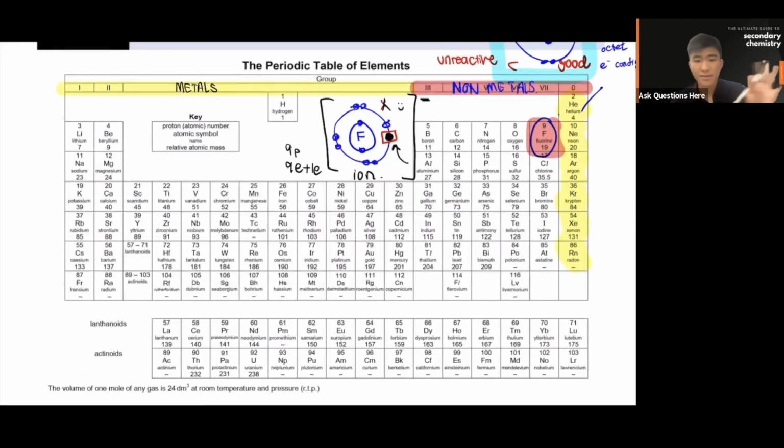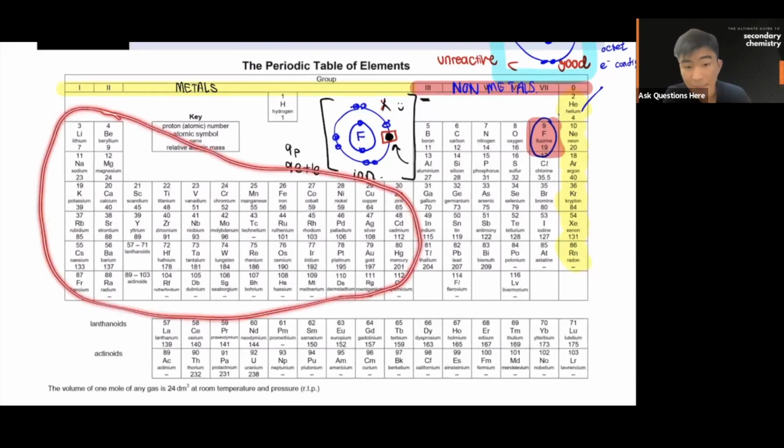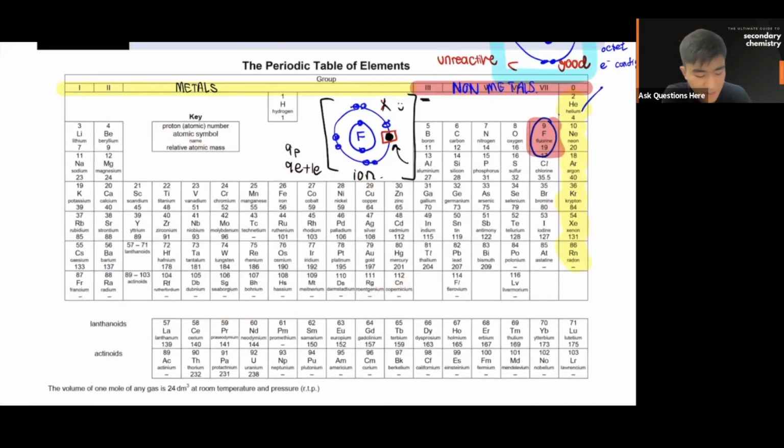Okay, metals on the left hand side, non-metals on the right hand side. What you will realize over here is that there are many metals, for example sodium, magnesium, calcium, chromium, manganese, iron as well. All these are metals. While non-metals are, for example, carbon, phosphorus, sulfur, chlorine, etc.